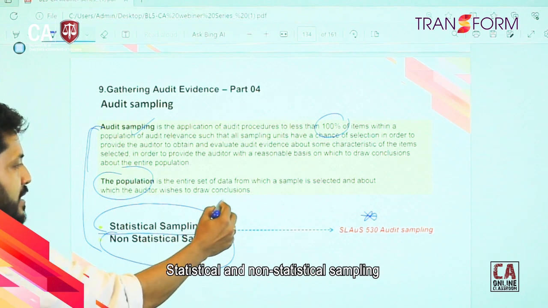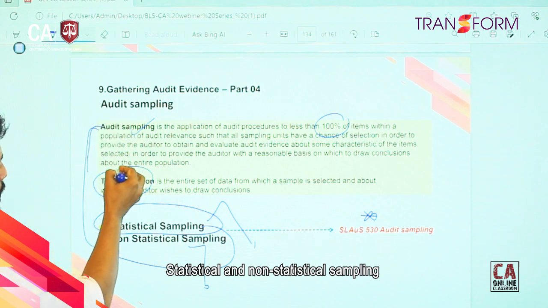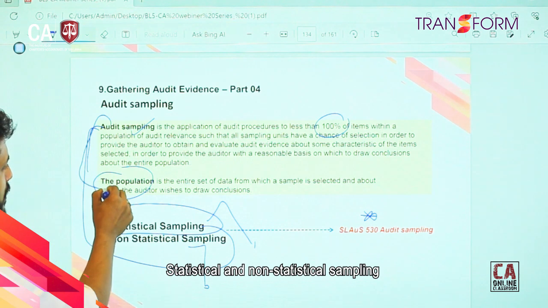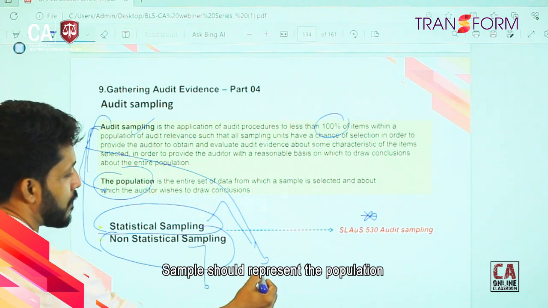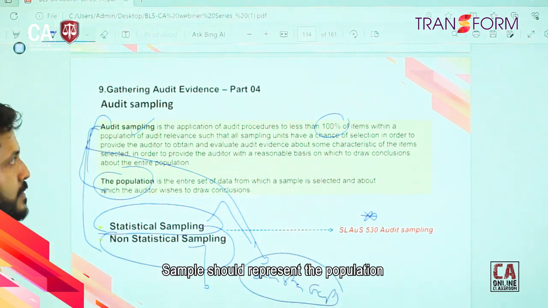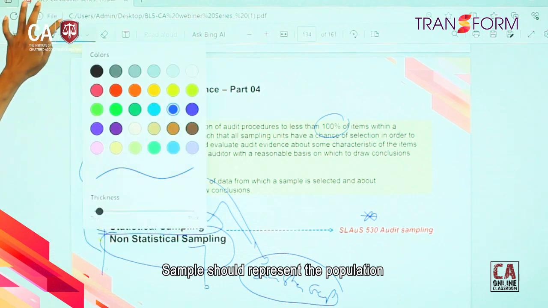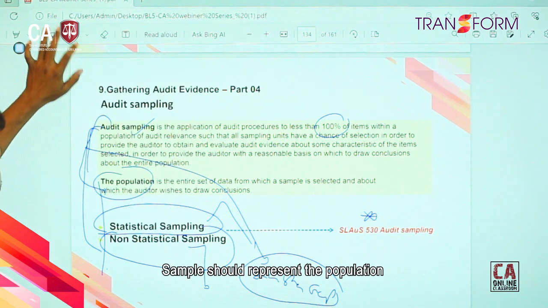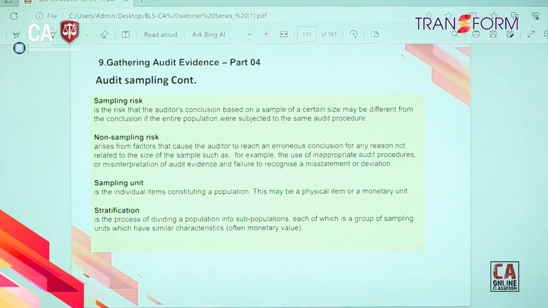We can use a statistical method. We can use a non-statistical judgmental method to select a sample, right? The basic concept is that once you are selecting a sample, that sample should represent the population. So we have to reduce the sampling gap. Sampling gap, right? That's the basic concept. You can go further. Under sampling, we can discuss different sampling risk, non-sampling risk, and sampling unit.